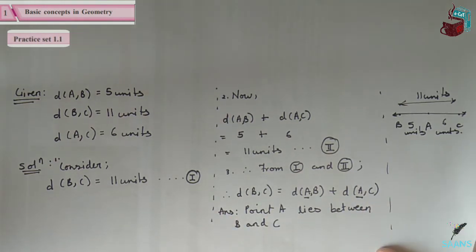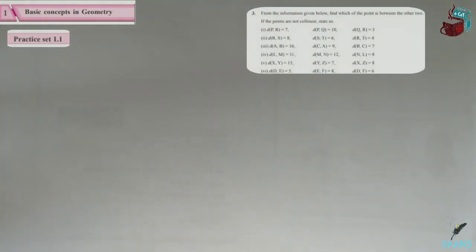So as I said, let's start with practice set 1.1, question number 3. Let's read. From the information given below, find which of the points is between the other two. If the points are not collinear, state so. So if they add up, they are collinear. If they don't add up, they are not collinear. So we will see both examples.